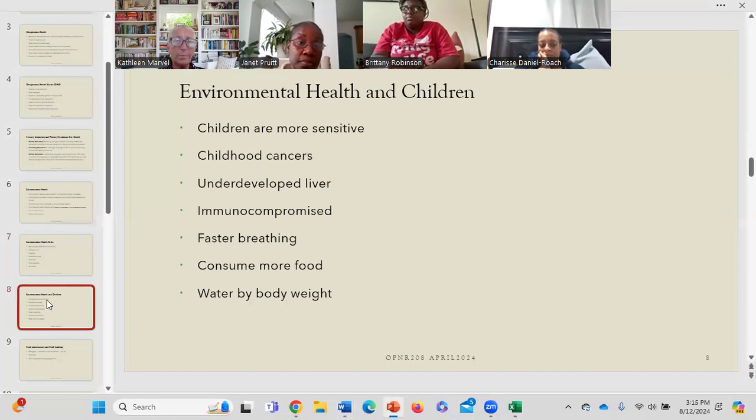Environmental health in children. Couple of facts. We know the kids are more sensitive. The increase in environmental risk increases the risk of childhood cancers. Kids have underdeveloped livers. Sometimes kids are immunocompromised. Their immune system is not fully developed yet. Right?